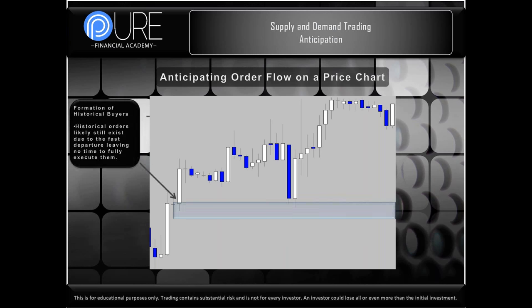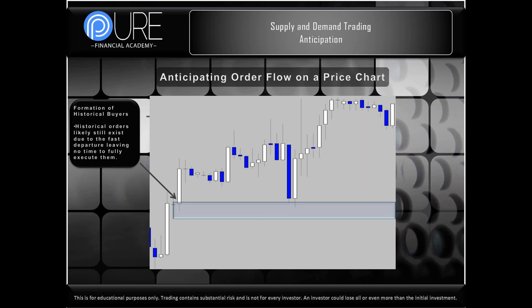I always talk about it, but this is the formation of historical buyers. So the historical orders likely still exist due to the fact that it had a very fast departure. We can't fill orders if we're leaving an area very quickly. In other words, you've probably heard the terminology, don't chase the trade. Well, if price is leaving, we don't go up and chase it. We leave our orders where it was. And so that's what you end up with this right here.